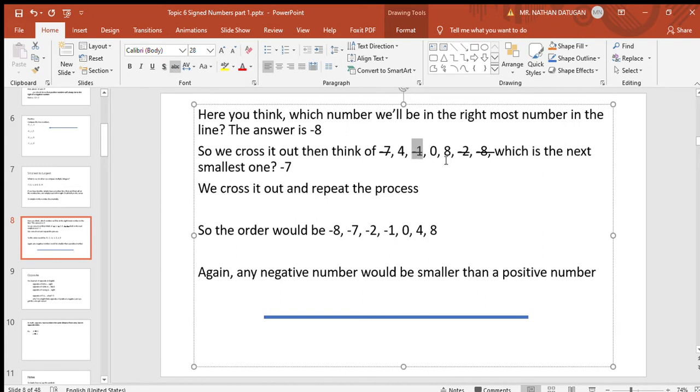Now we only have positive and zeros left. Obviously 0 will be in the middle, and then next is 4, and then the last one is 8. And the order will be -8, -7, -2, -1, 0, 4, and 8. And that's basically how you do it.